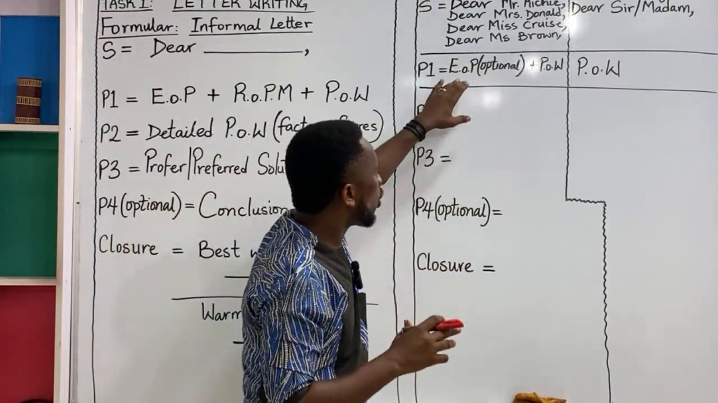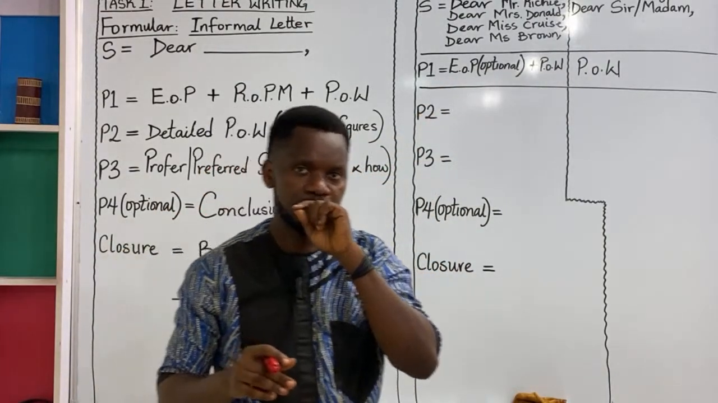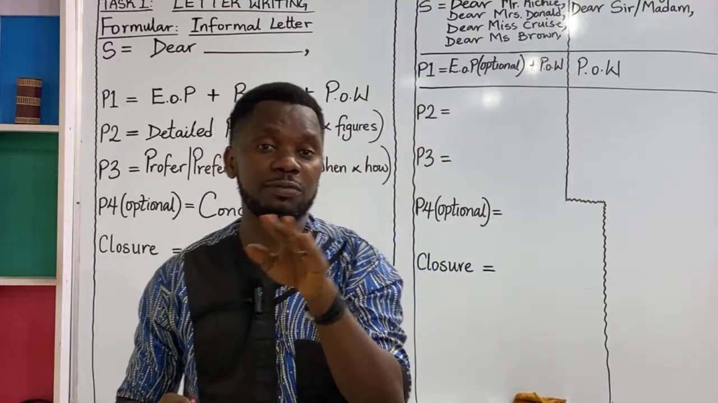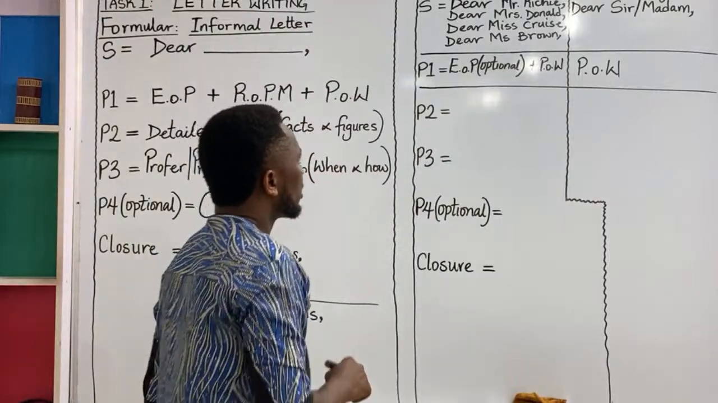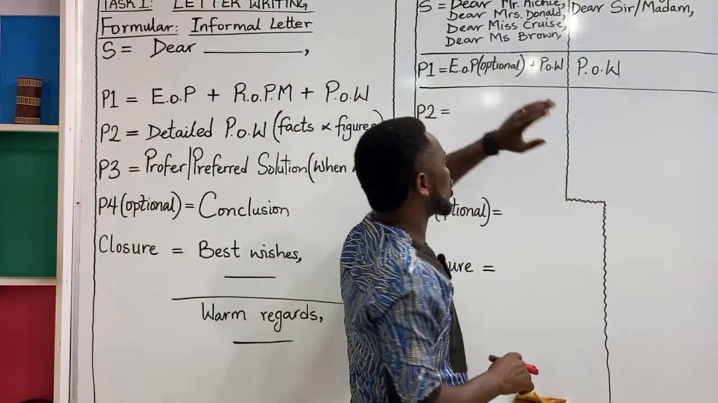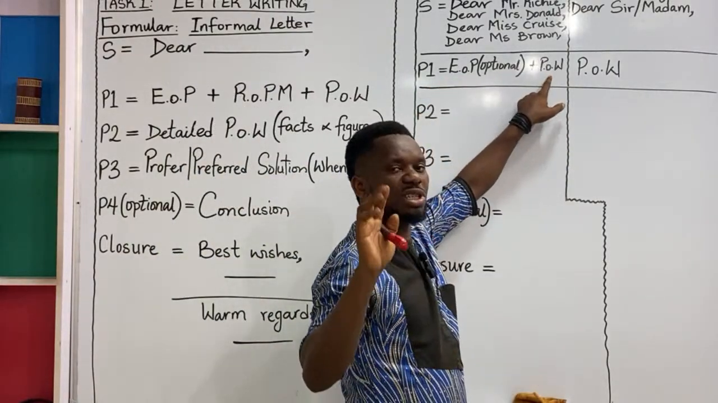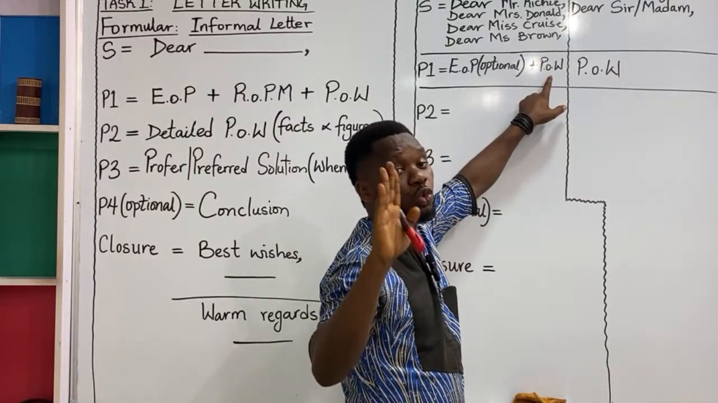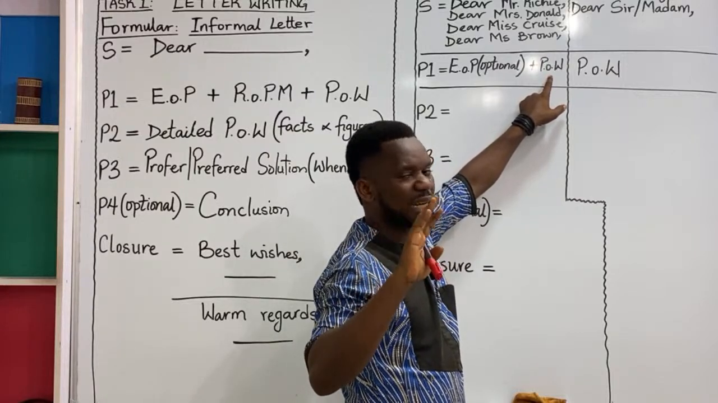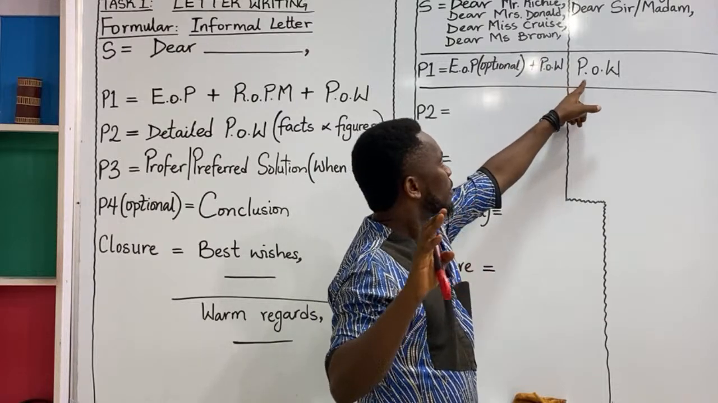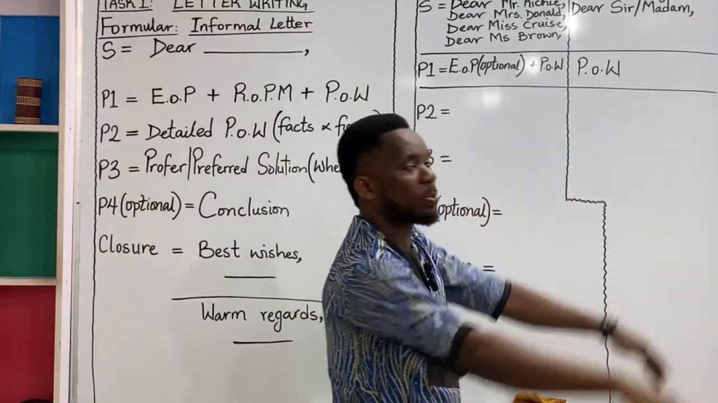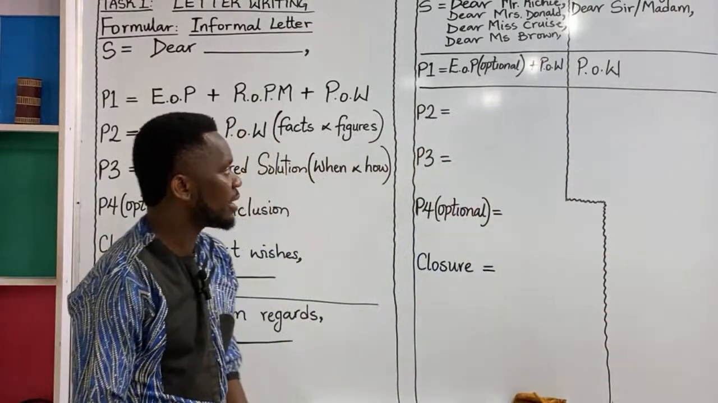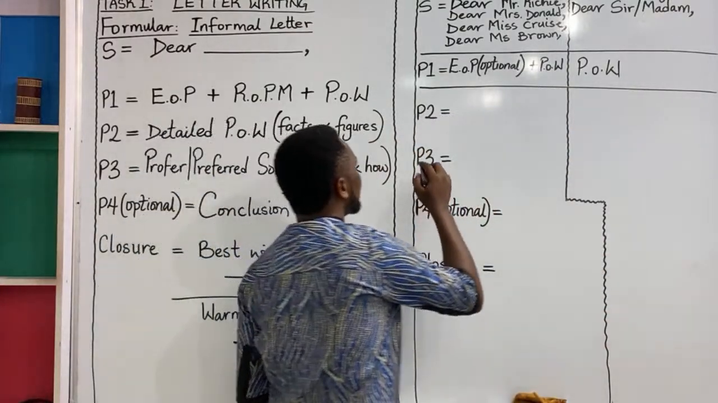Don't go overboard by asking the person, how is your family? You have no business with the person's family, right? Now, if you don't want to exchange pleasantries at all, just restrict your paragraph 1 to your purpose of writing, and that's all. For your formal letter, automatically you're going straight to your purpose of writing. Okay? Now let's go to paragraph 2.